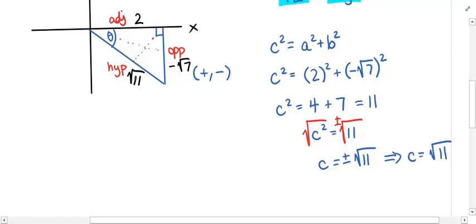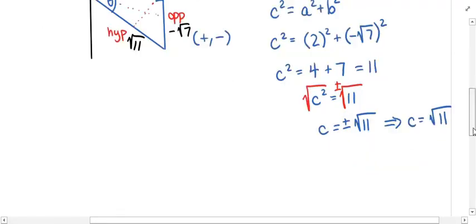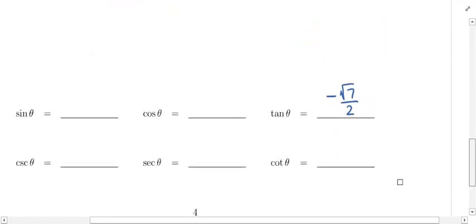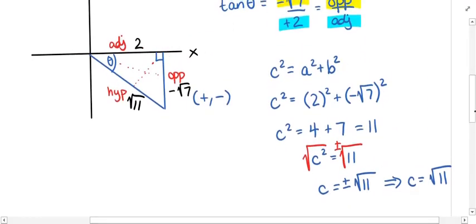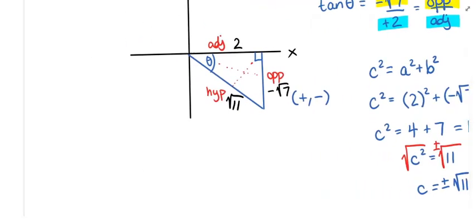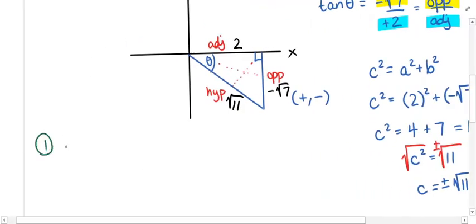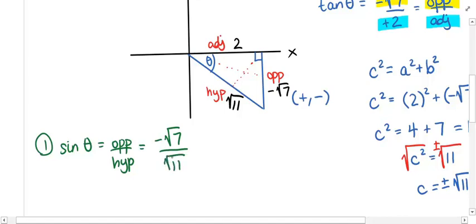Now that we have our triangle fully drawn and fully labeled, we can use it to get our remaining 5 trigonometric values. So let's get started. I will start with the first blank, which is a sine value. The sine of theta is equal to the opposite over the hypotenuse. So just read this off the triangle. The opposite side is the negative square root of 7. Put that in the numerator. The hypotenuse is the square root of 11. So there you go.